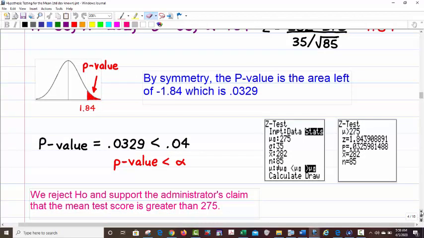All right, so 0.0329, that is less than 0.04, so p-value less than alpha, and we would reject the H0 and support the administrator's claim that the mean test score is less than 275. So once again, here's everything. The mu 0 is 275, standard deviation was 35, x bar is 282, n is 85, and then we picked greater than. That's the key right here, greater than.